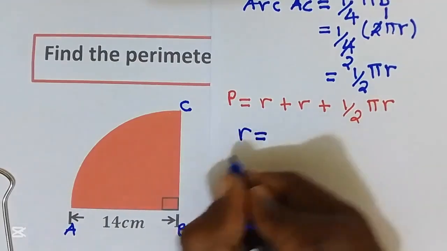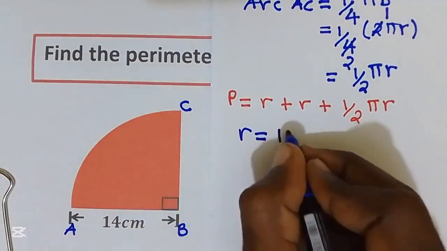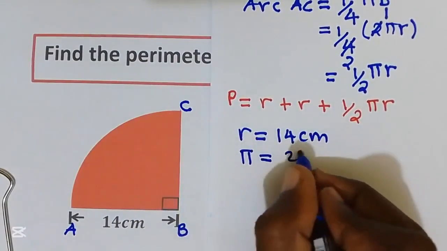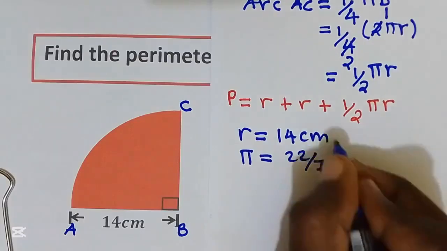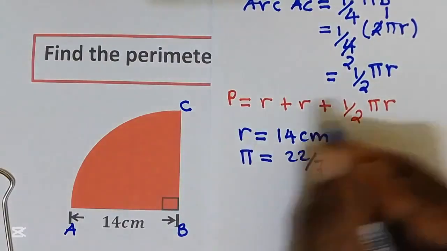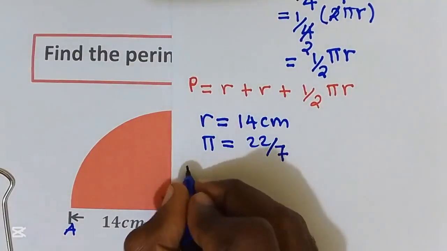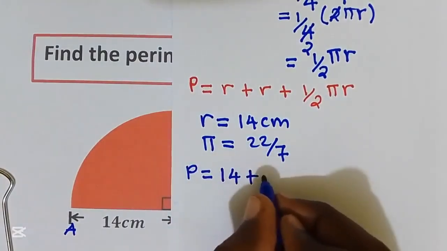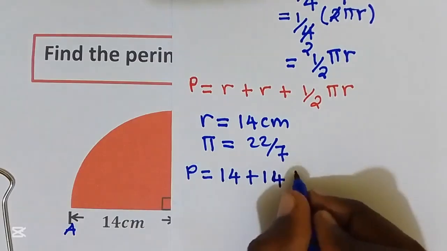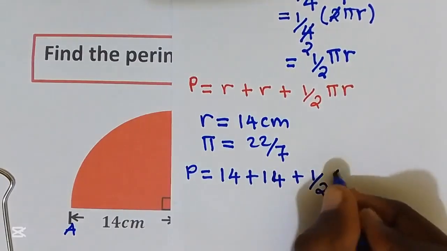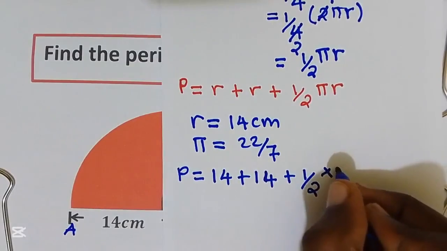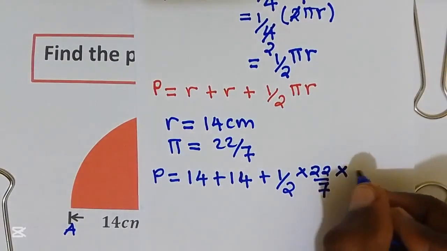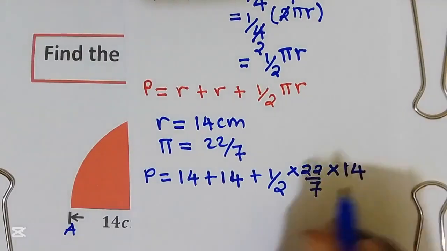R is equal to 14 centimeter, and I'll use pi as 22/7. Let us substitute this into our formula. We are going to get perimeter is equal to 14 plus 14 plus 1/2 multiplied by pi, which is 22/7, multiplied by r, which is equal to 14.